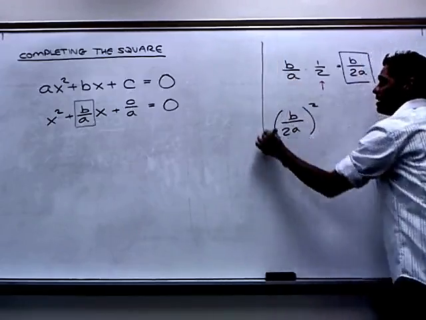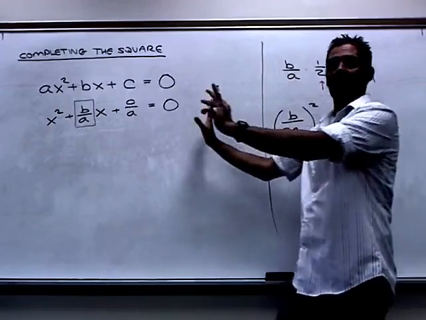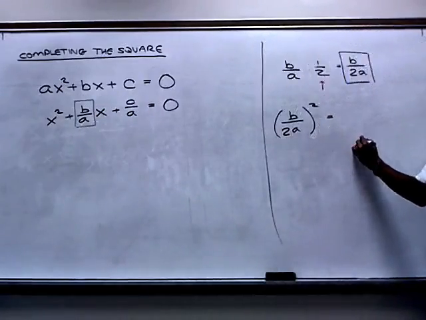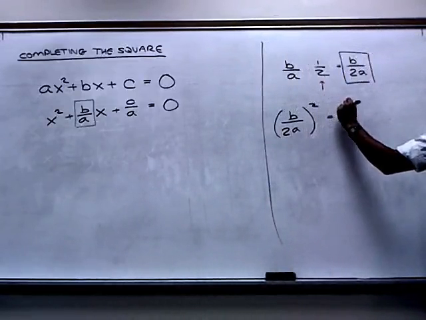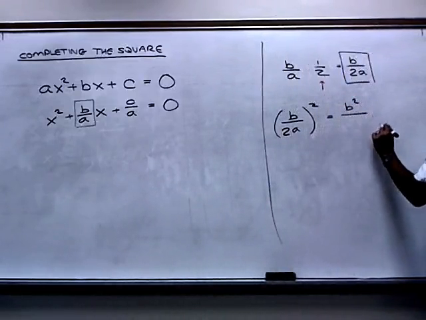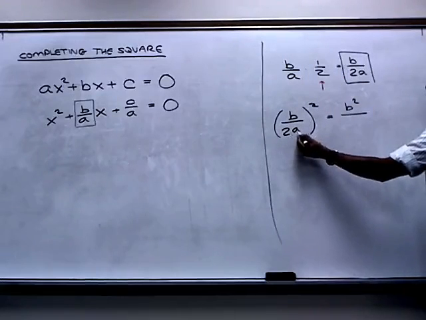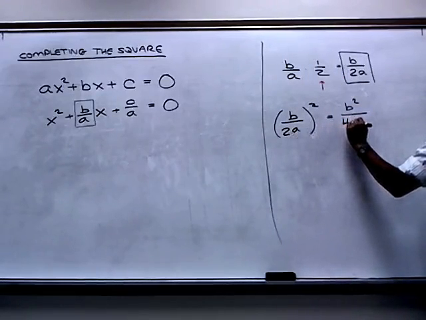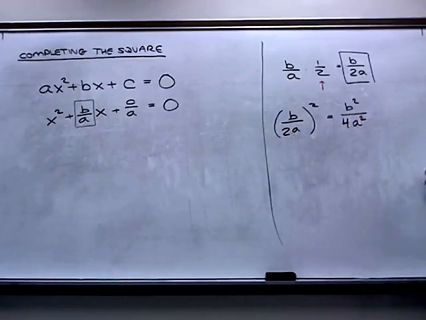Now this is all scratch work I'm doing over here, so I haven't done anything to this, right? Square that, what do you get? B squared on top, and square the bottom. You have to square both the 2 and the A. 2 squared is 4, times A squared.